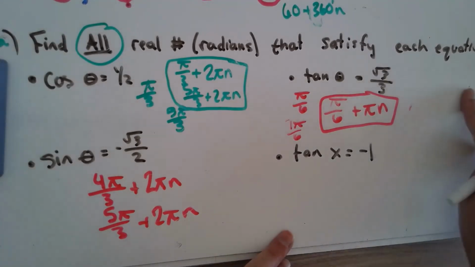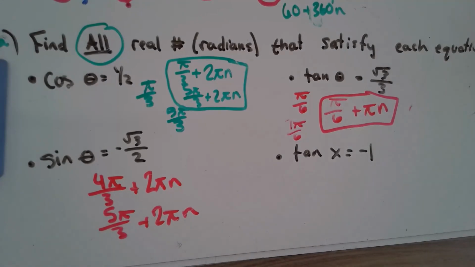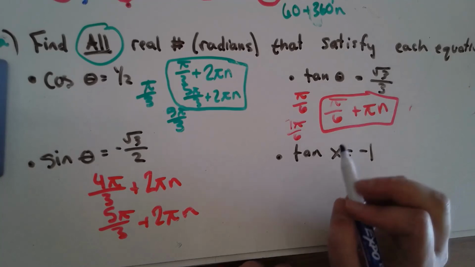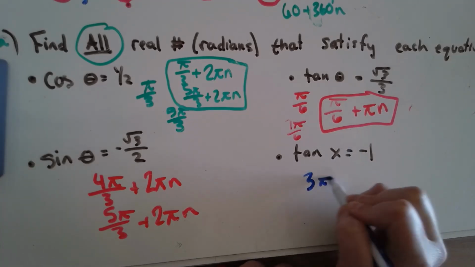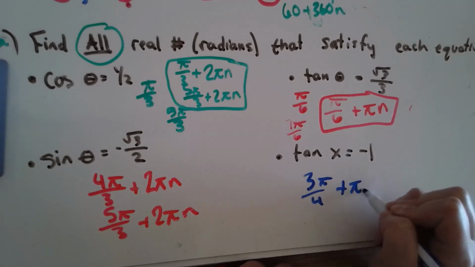Okay, so last one on this video. If we look at the negative one, well, we said 45 was 1, and everything is positive here. Tangent is going to be negative in quadrants 2 and 4, which is going to be our 3 pi fourths and 7 pi fourths. But again, because of that 180 period for tangent, we could just put 3 pi fourths plus pi n.